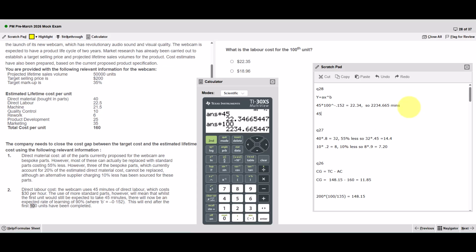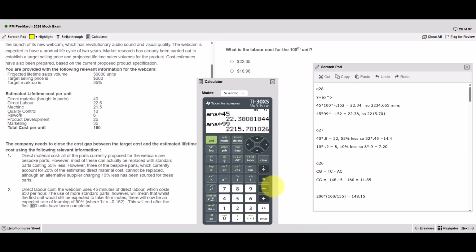So now we do the same again, but this time we're doing it with 99. So we do 99 to the power of 0.152. Then we do the reciprocal. Then we multiply by 45 to give us the average time per unit for the first 99 units. And then we multiply that by 99 to give us a total time for the first 99.